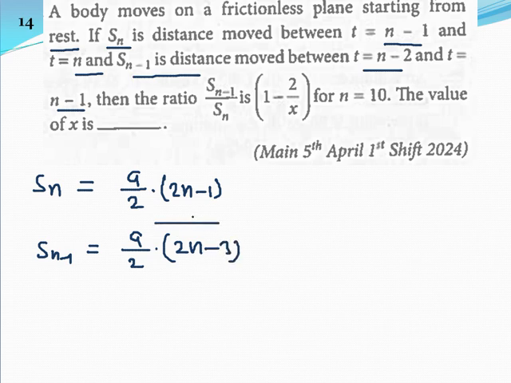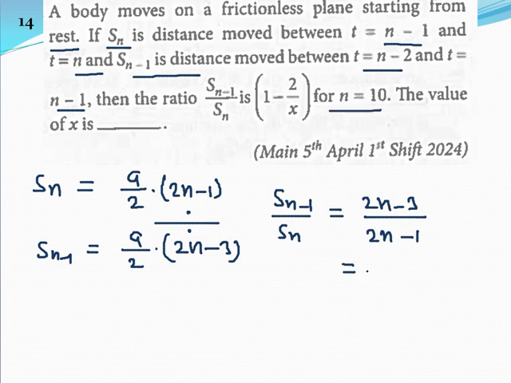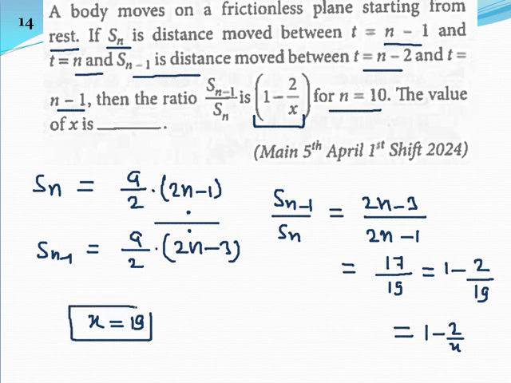So taking the ratio, just dividing these two, they have asked us to divide Sn minus 1 upon Sn. It is 2n minus 3 upon 2n minus 1. Putting the value of n equals to 10, we get 20 minus 3, 17, 20 minus 1, 19. Arranging in the given format, we can write it like 1 minus 2 by 19. Comparing with 1 minus 2 by x, we get x equal to 19. This was the answer.